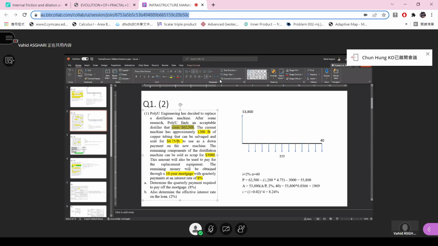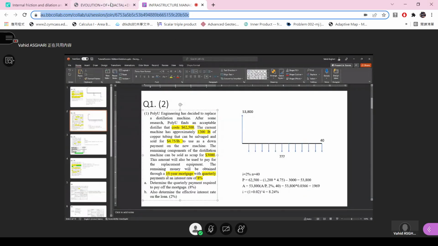So we need to pay $62,500, but we also get some money from the current machine. And if we do that, we will see that 62,500 minus 1,200 times 4.475 minus 3,000 will equal 53,800. So that's the present, I cannot say value, you can say present cost.